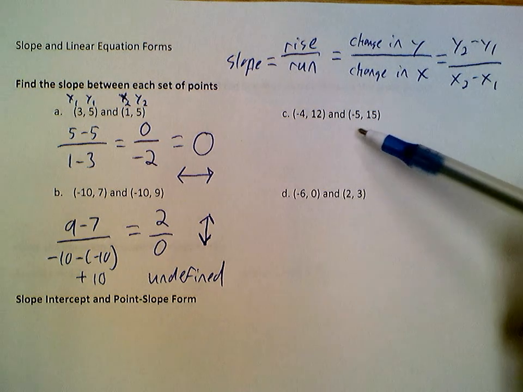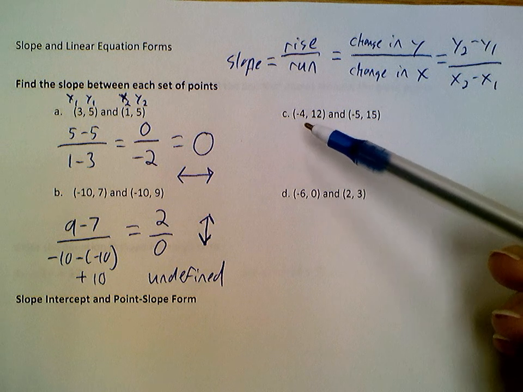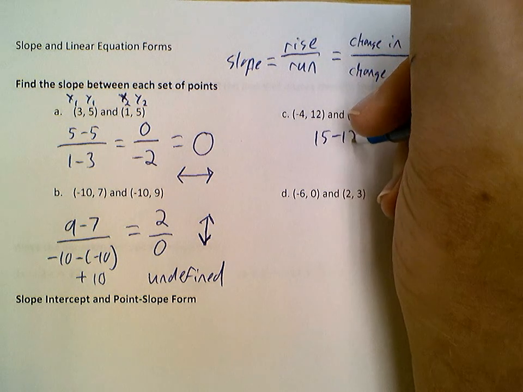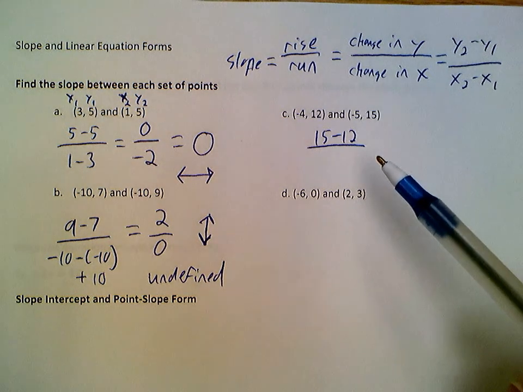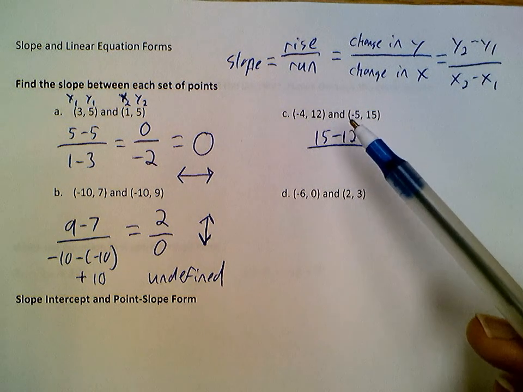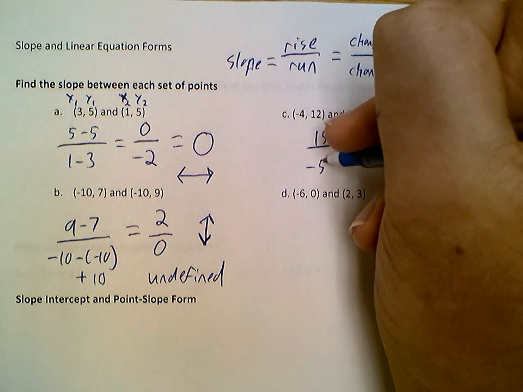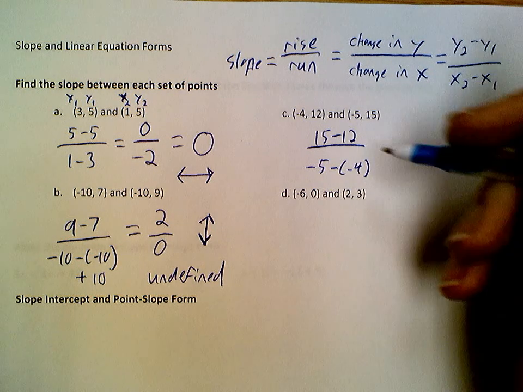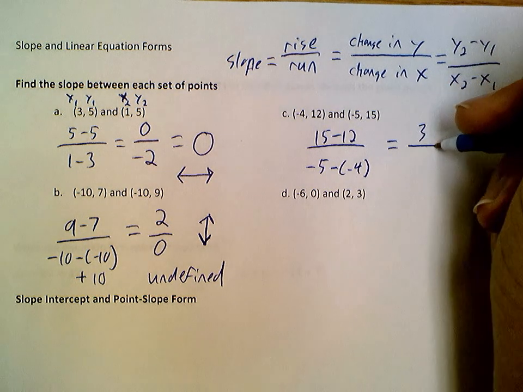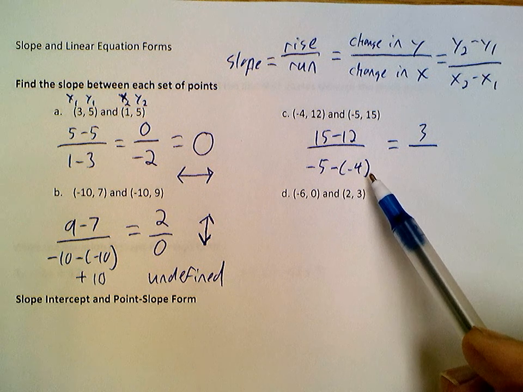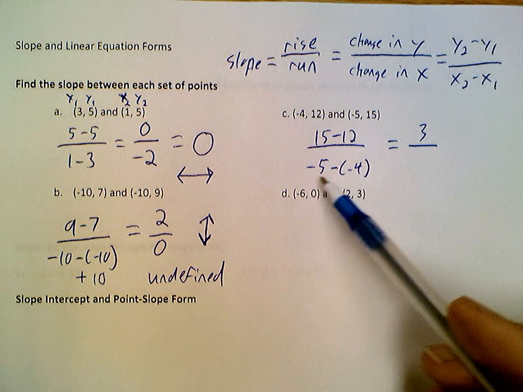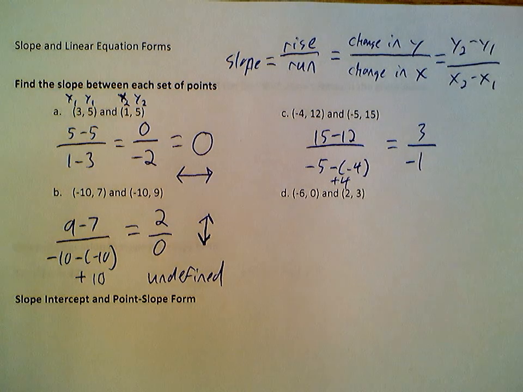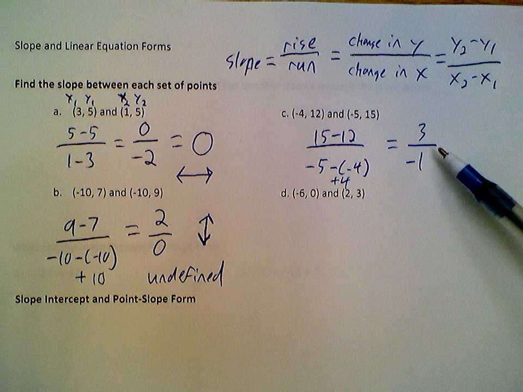So same thing, I'll make this point number 2 and this point number 1. So I'll take 15 minus 12 on the top, or in the numerator, because that's change in y. And since I did 15 minus 12, I have to do negative 5 minus negative 4 in the denominator. So 15 minus 12 is 3. Negative 5 minus negative 4: minus a negative is plus a positive, so it's negative 5 plus 4, which is just negative 1. So my answer is 3 over negative 1.